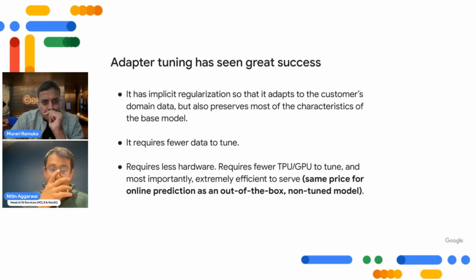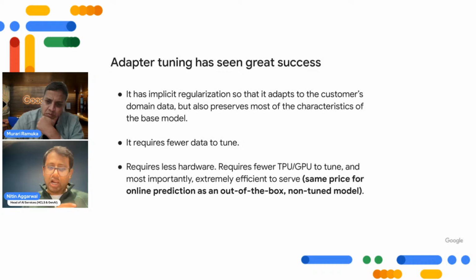We have seen great success across industry verticals, be it healthcare, retail, travel, life sciences, pharma. In each and every industry vertical, we have seen a different kind of implementation. Definitely, adaptive tuning preserves the characteristics of the base foundational model. It never changes it, but it has some implicit regularization.